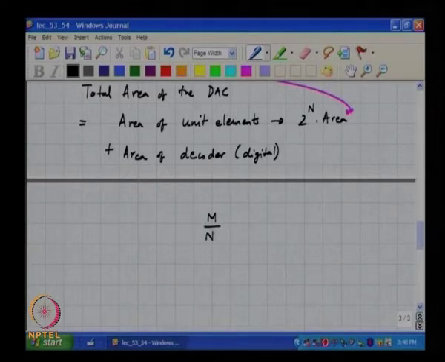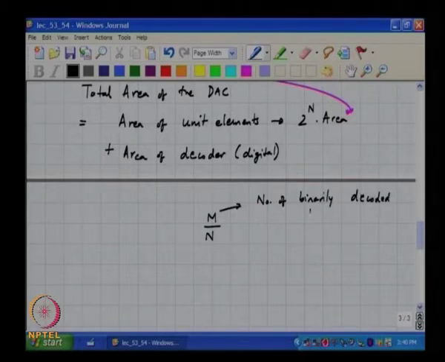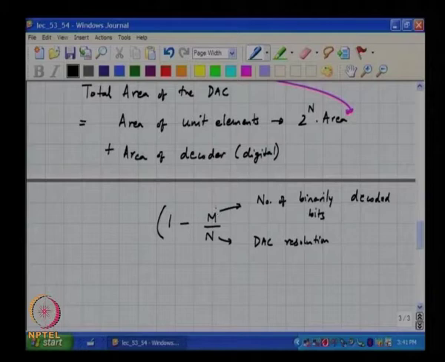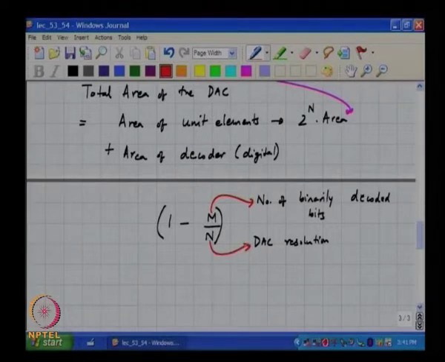Now, just to make life simple, let us define m by n. M is the number of binarily decoded bits, n is the DAC resolution, so if you want to call 100% segmentation as a fully thermometer DAC, then the percentage segmentation must be defined as hundred times 1 minus m by n, right.